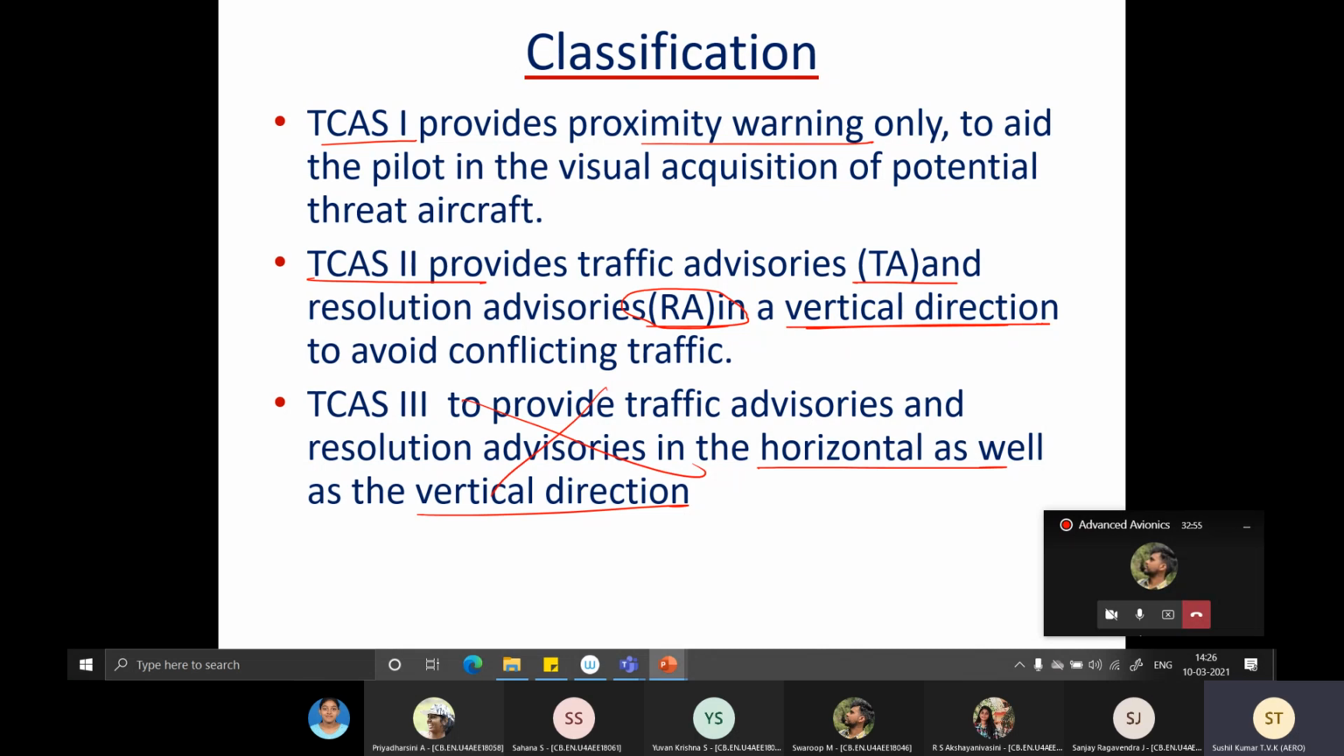So it's basically TCAS 2 only now, where actually TCAS 3 was creating more problems than solving problems. Because if the aircraft starts deviating from the path too much, then you are actually going into some other aircraft's path, and it could lead to a very unstable system.